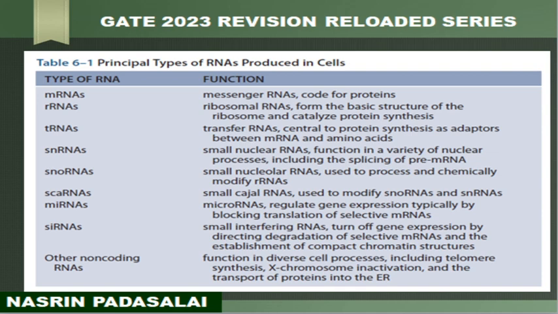Next is miRNA, microRNA, which is involved in regulating gene expression by blocking the translation of selective messenger RNA. Next is small interfering RNA. The main function of siRNA is to turn off gene expression by directing the degradation of selective messenger RNA. It is also involved in the establishment of compact chromatin structure. The other non-coding RNAs, or ncRNAs, function in diverse cell processes, like telomere synthesis and X chromosome inactivation, and a few ncRNAs are involved in transporting protein into the ER.